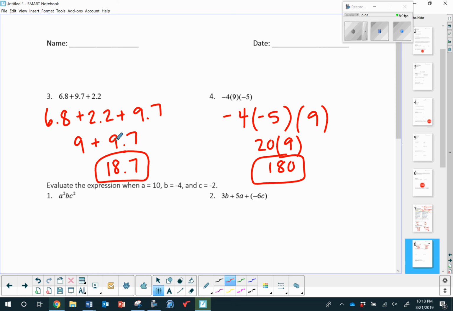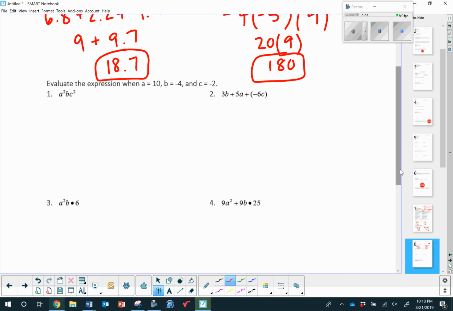All right, friends, look what we have here, something that should look very familiar. We are going to evaluate expressions. So I hope you're not tired of doing this because we are just getting the party started. The first one says a squared times b times c squared. So we're just going to plug in our values like we've done before.